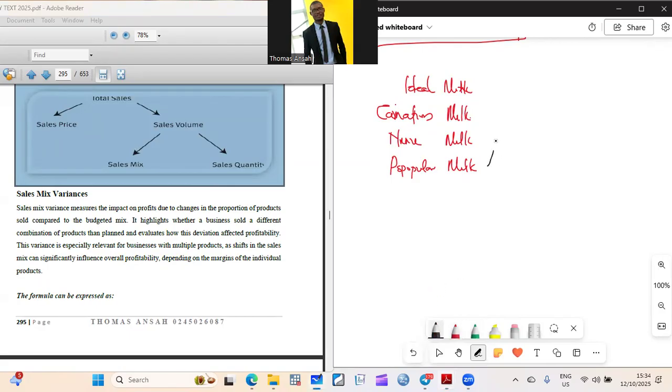So if you have these products that you produce to sell and they are interchangeable, what mix do you sell to make the highest revenue? Should you sell 2 of Ideal, 5 of Carnation, or what mix should you do? So if you are somebody who sells at the shop and you realize that people buy more Ideal milk, then it means you have to mix it well.